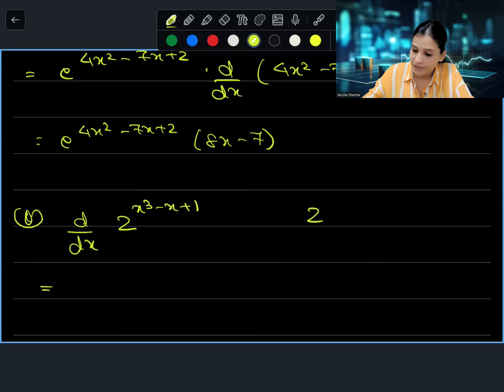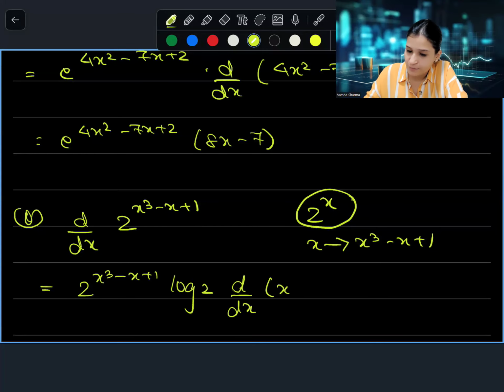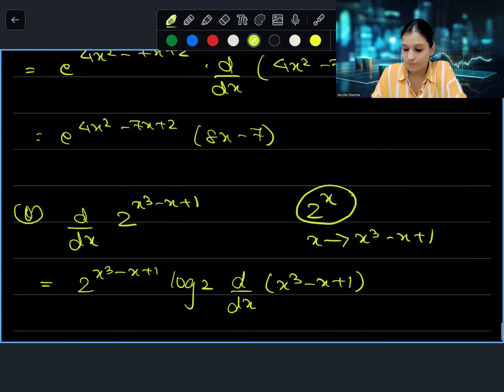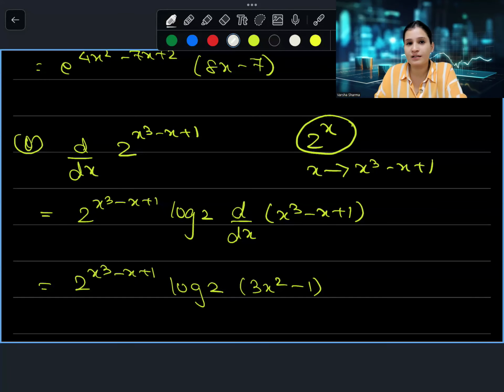2 to the power x. And what is written instead of x? x cube minus x plus 1. So first we'll apply the formula of 2 power x, which is 2 power x log 2 into the differentiation of the term written instead of x. What is the differentiation of that term? 3x square minus 1.